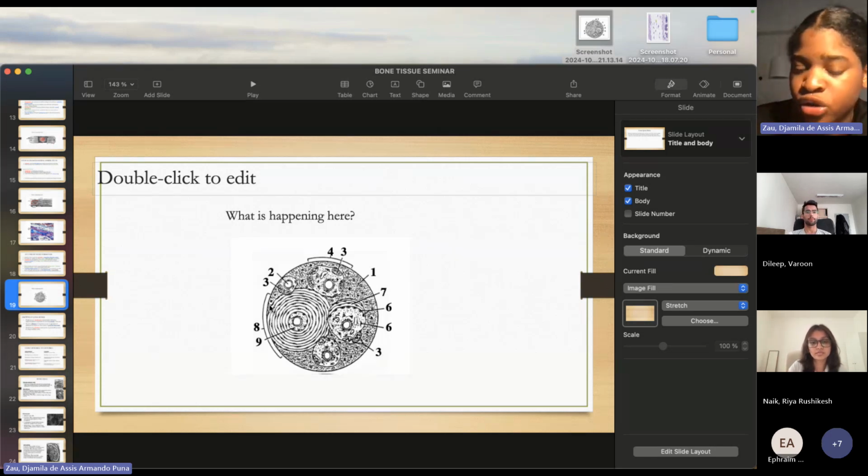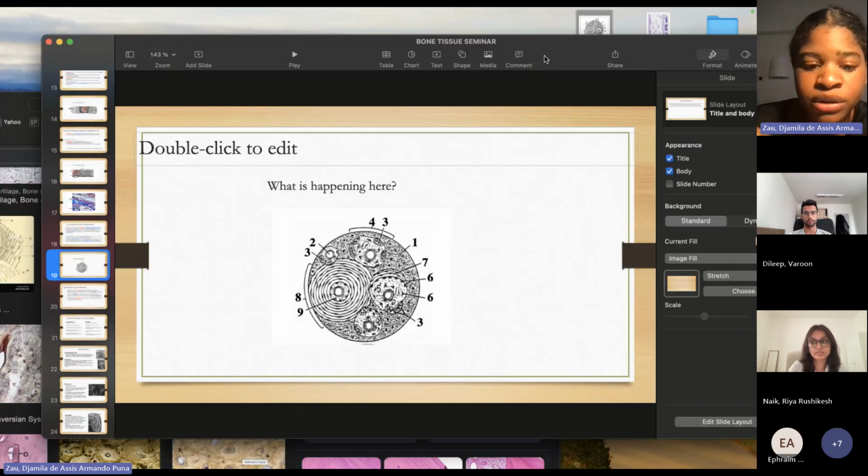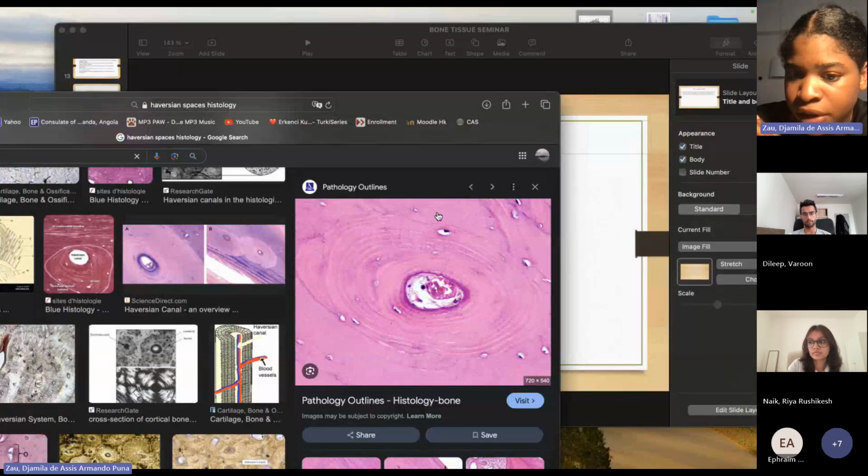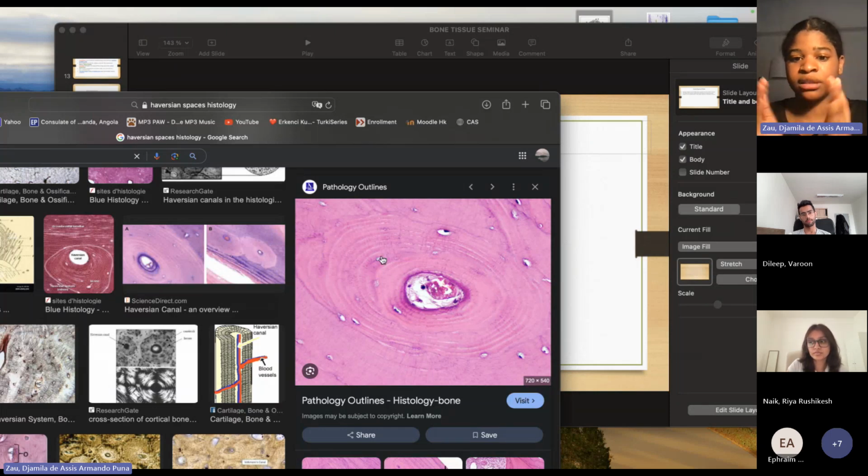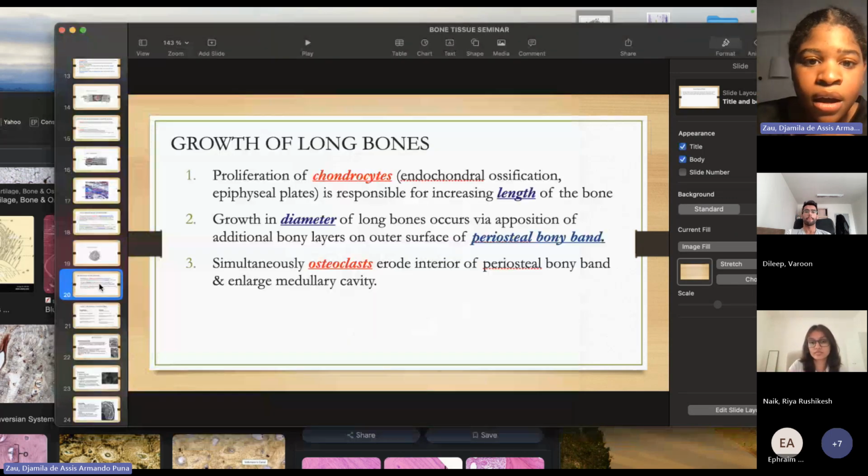And this is extremely, extremely well visible. You guys will never be confused because this is literally what you're seeing. And this is the concentric lamellae, guys. It's like a tree, right? They're constantly being built and replaced one around the other, and this is the end result.